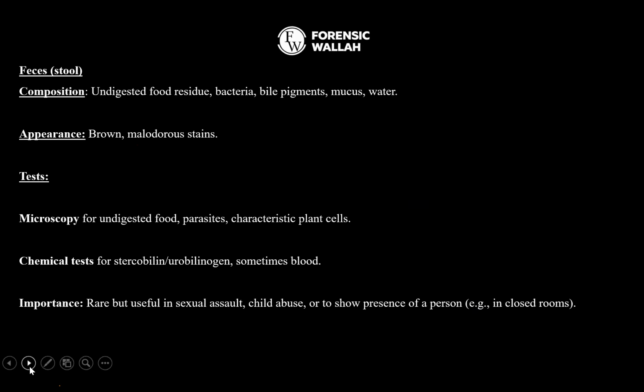Now the next is fecal matter or stool. The undigested food residue, bacteria, bile pigments, mucus, and water are all excreted through your fecal matter, that is stool. It is basically brown in color. And how can you examine fecal matter? Through microscopy of the fecal matter, you can see undigested food particles, certain parasites, or sometimes certain characteristic plant cells.